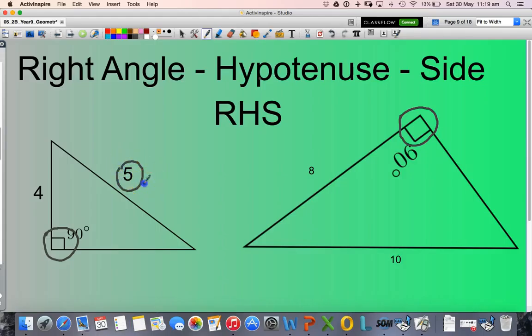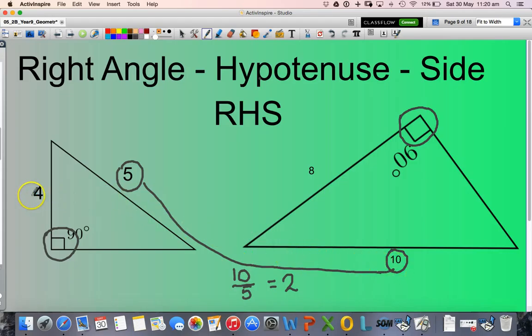5 for that hypotenuse, 10 for this hypotenuse. So my scale factor is effectively 10 divided by 5, which equals 2. So if I take this hypotenuse, multiply by 2, I end up with 10.